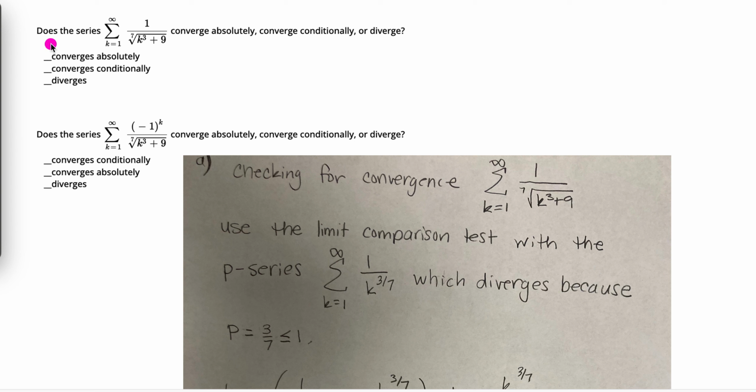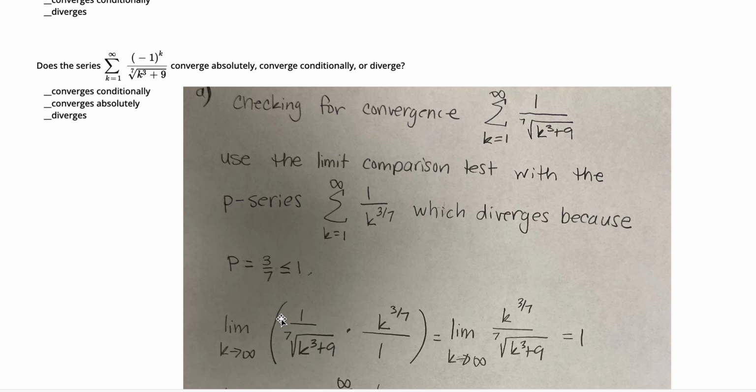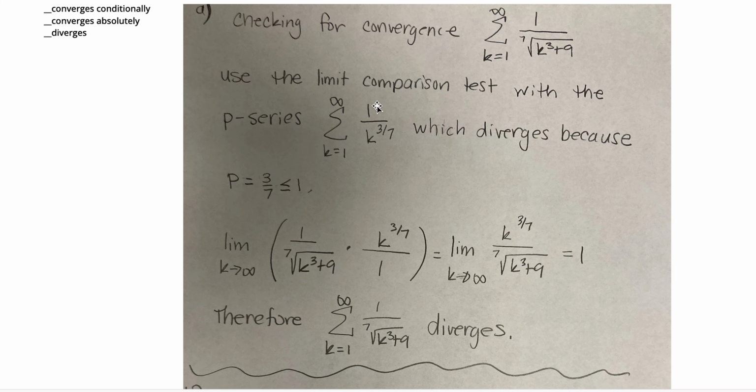So in this example, we're going to check the convergence of this series from 1 to infinity of 1 over the 7th root of k to the third plus 9. Now, for this, I am going to actually use the limit comparison test, and I'm going to use that with the p series 1 over k to the 3/7.